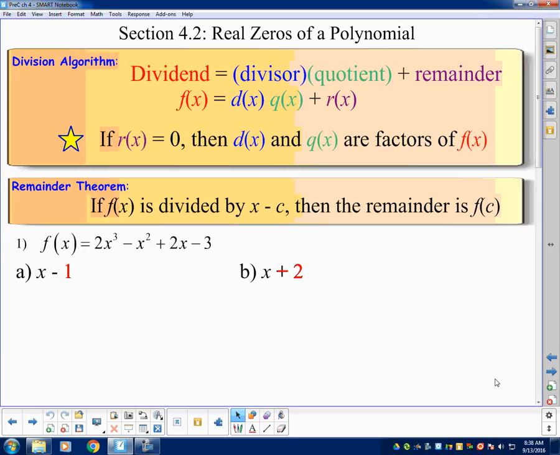Okay. So if we have a polynomial like 2x cubed minus x squared plus 2x minus 3, and we want to go ahead and do some division. It says here, divide the function by each binomial using synthetic division, and verify the remainder using the remainder theorem. So let's go ahead and do the long division here. Or put this pen down. Long division? Sorry, synthetic division.